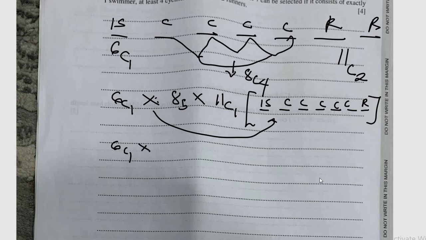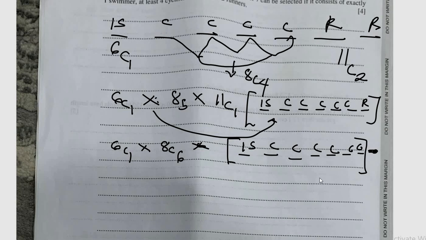Now I can increase the cyclists to 6 because they said at least 4. Once I increase the cyclists to 6, making 7, there will be no runner anymore. So this is what they want to pick. At most 2 runners means 2 or less than 2. There must be exactly 1 swimmer. Since I've increased the cyclists to 6, there's no space for the runner.